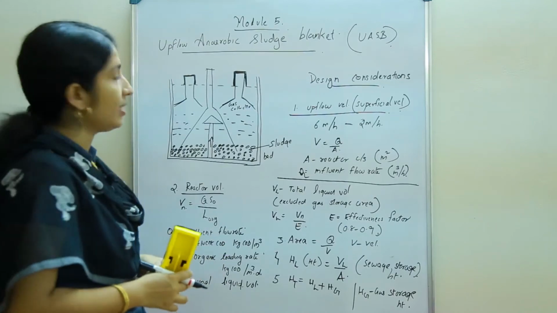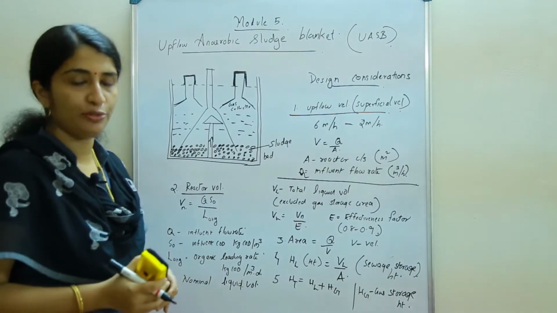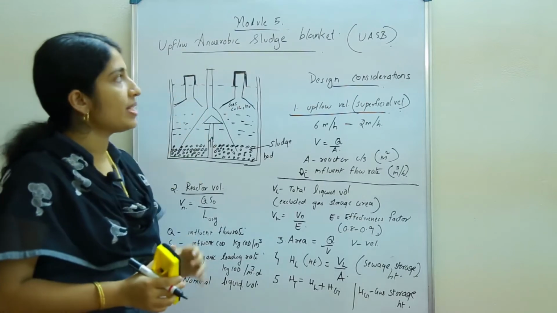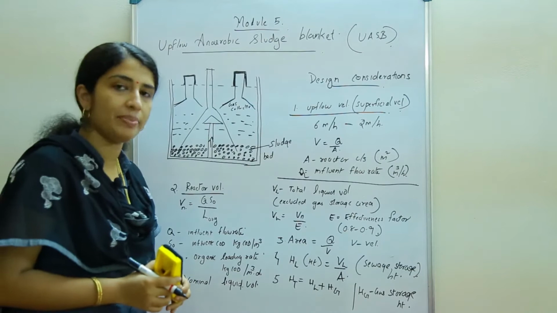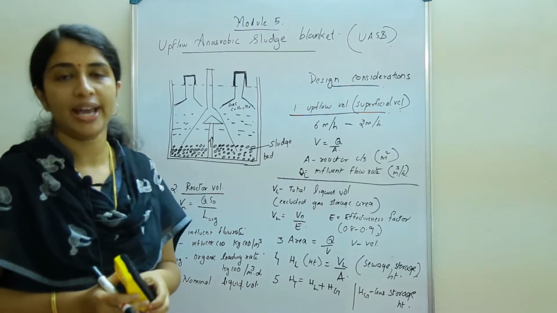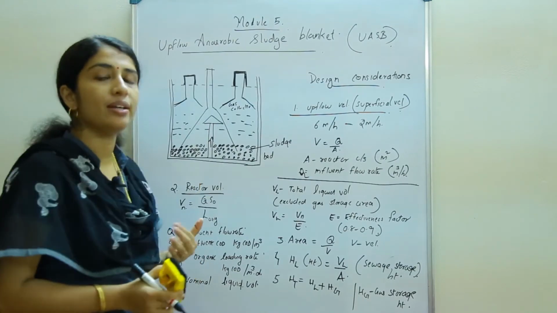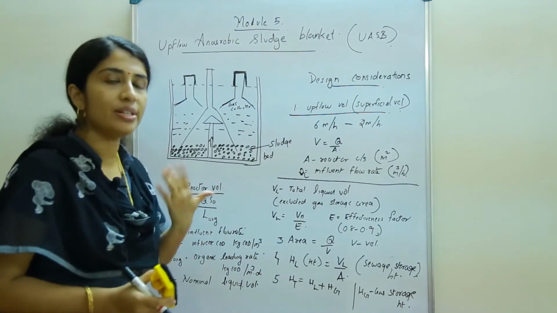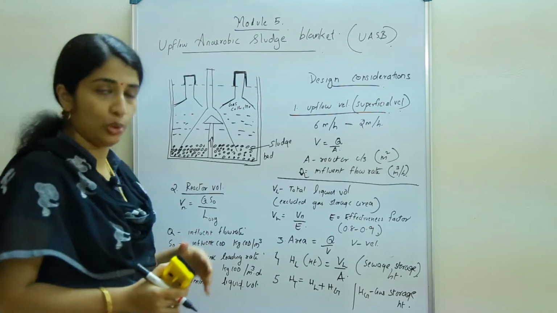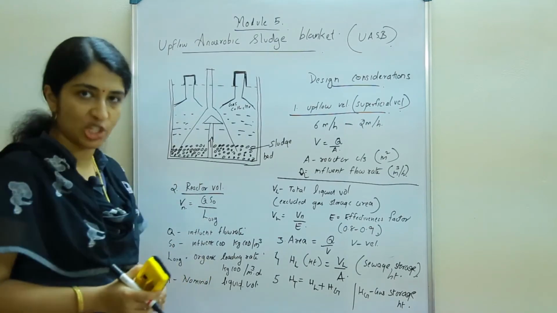Today we are taking the last topic of module 5, upflow anaerobic sludge blanket. This is a reactor or a treatment system which is anaerobic. Anaerobic means it is working in the absence of oxygen. Hope you already know about UASB, or upflow anaerobic sludge blanket.